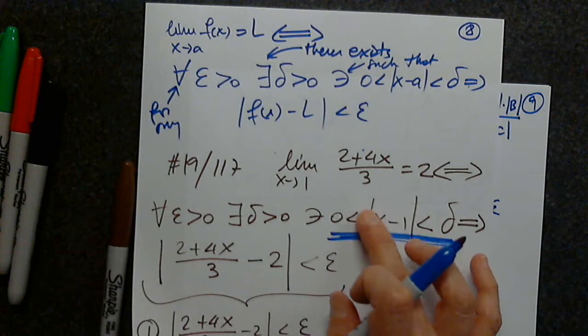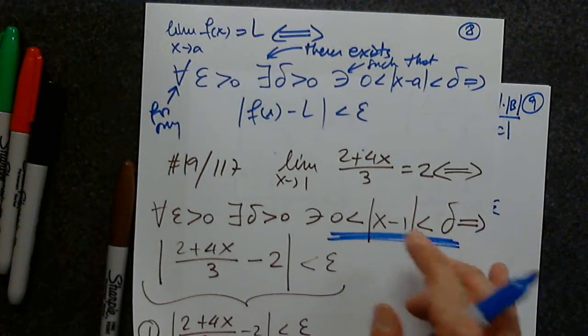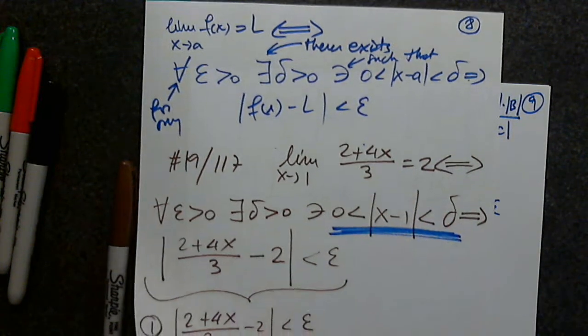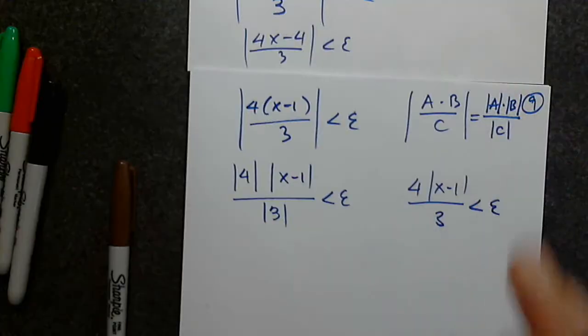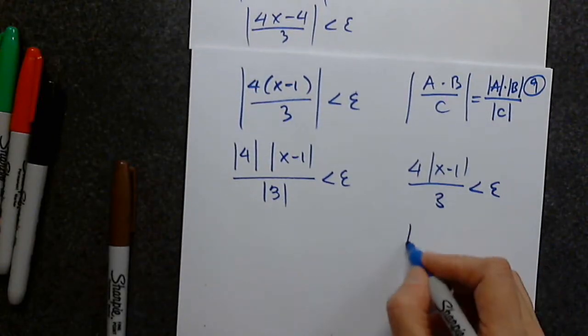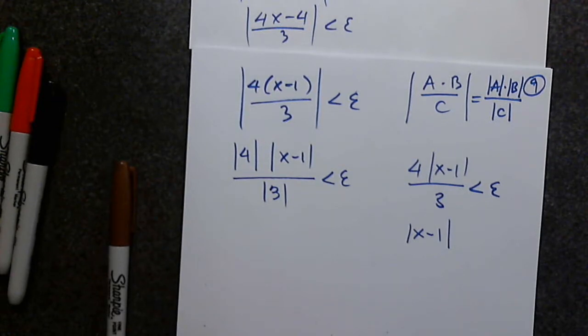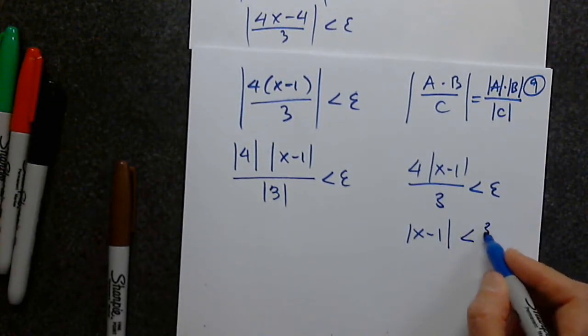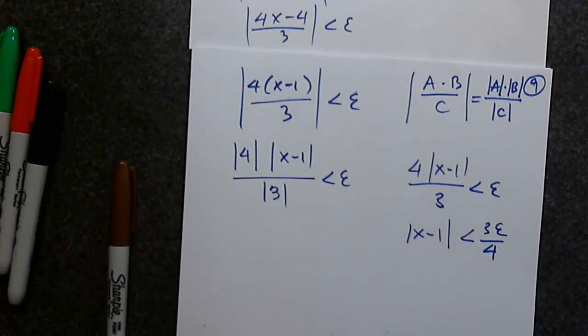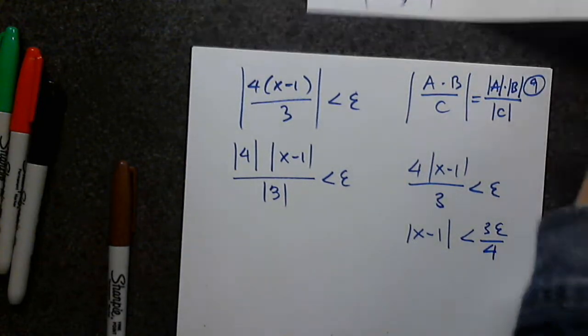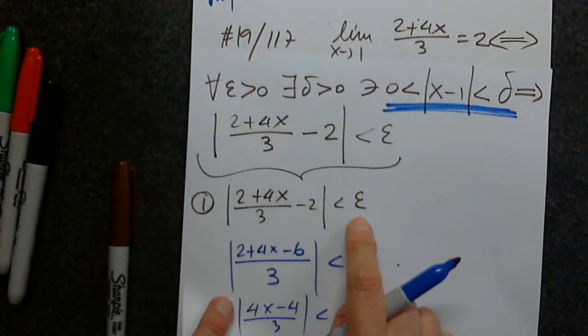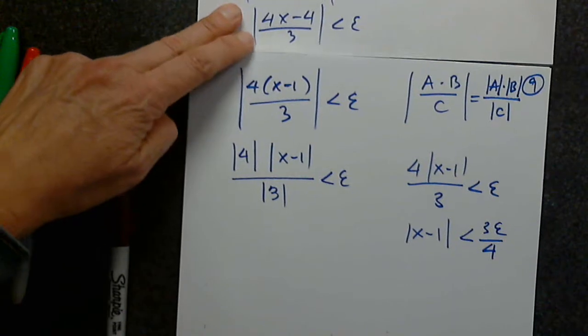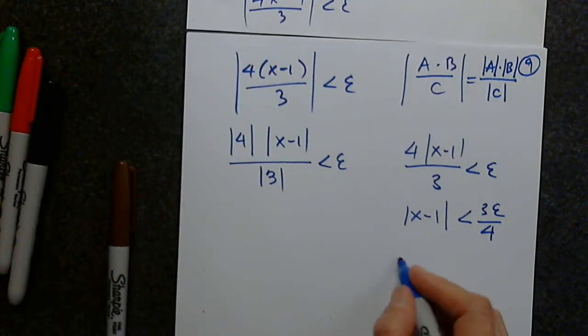Remember what my target is. I want the distance between x and 1 to be alone on one side, and I want a number on the other. What should I do now to both sides to get the absolute value of x minus 1? Multiply by 3 over 4. So, when you give me epsilon equals 0.1, what will I give you as delta?